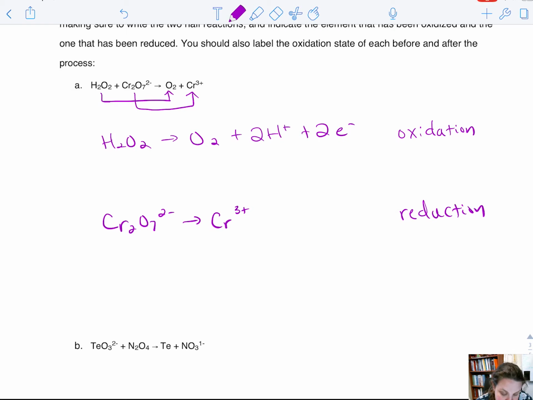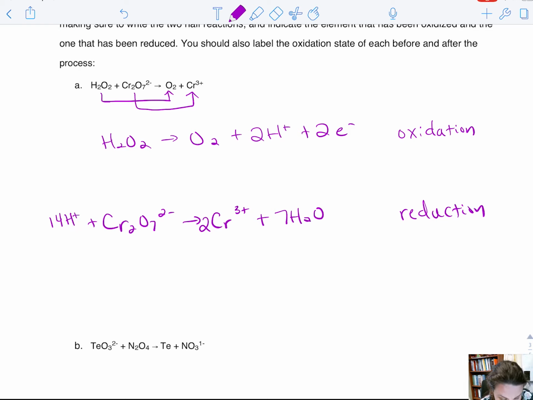Okay, on the bottom, first step, balance out our elements other than oxygen and hydrogen. We have 2 chromiums on the left side, 1 chromium on the right. We need to add a 2 to the chromium 3 plus. Next, we want to balance our oxygens by adding in water for every oxygen we need to add. There are 7 oxygens on the left side, 0 oxygens on the right side, so we need to add 7 waters. After that, we're going to add H pluses to balance out the hydrogens. We have 14 hydrogens on the right side due to the 7 waters. So we need to add 14 H pluses over here.